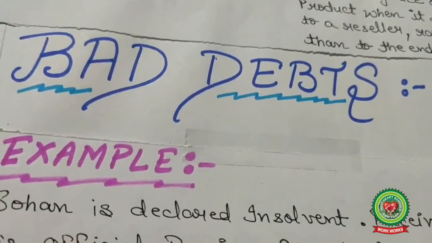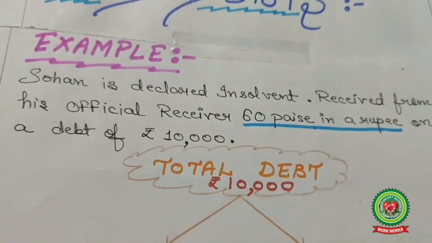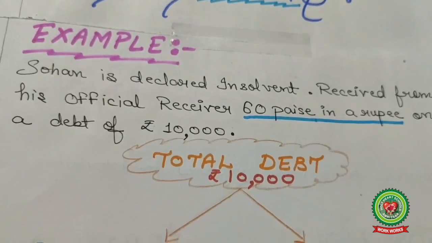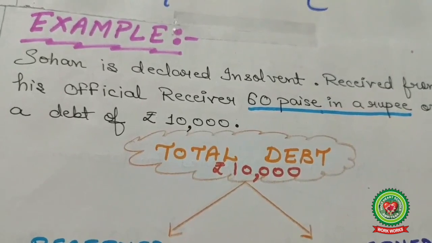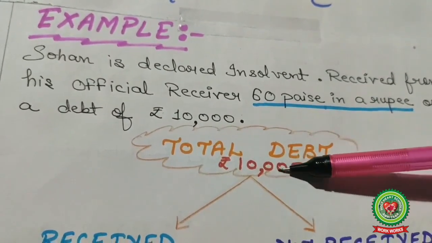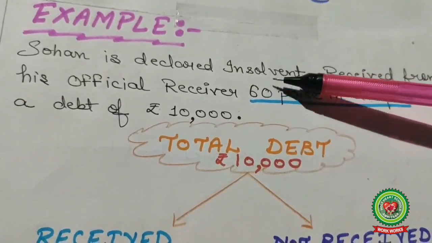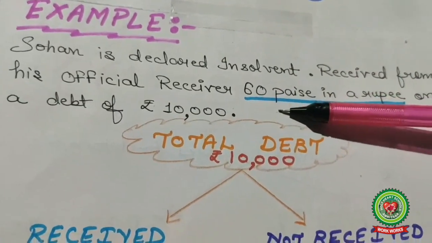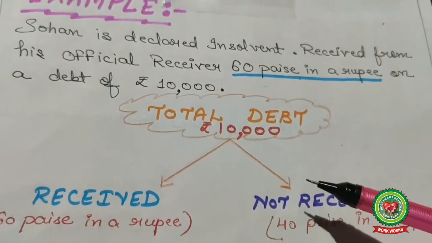The next point is bad debts. Example: Sohan is declared insolvent and received from his official receiver 60 paisa in a rupee on a debt of 10,000. So the total responsibility of Sohan is to pay 10,000, but he is declared insolvent, bankrupt, and 60 paisa out of a total of 100 paisa is received. So how do we find out what is received and what is not received?